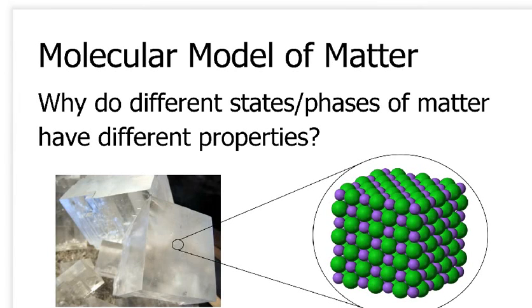Okay, so in the previous video, we talked about different states or different phases of matter. In this one, we want to know why. Why do these different states of matter, different phases of matter, have the properties that they have, right? So that's our question. We're going to start with solids again.